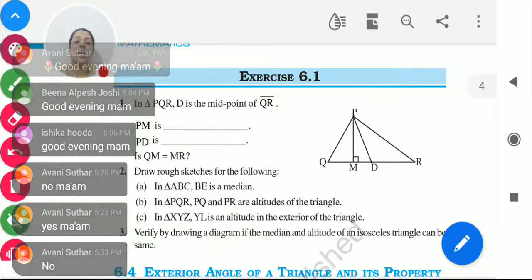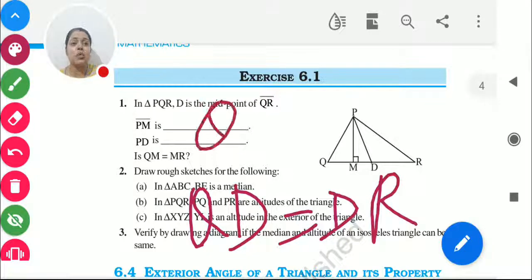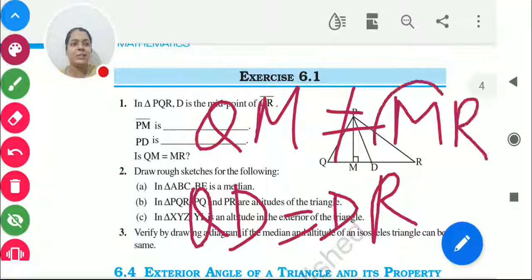So we must say no, because if the question comes why, PM is the altitude for QR, but D is the median for it. As D is the median, it will be QD equal to DR. But if I say QM equal to MR, it will be completely wrong because M is not the midpoint here. M is not the median here.